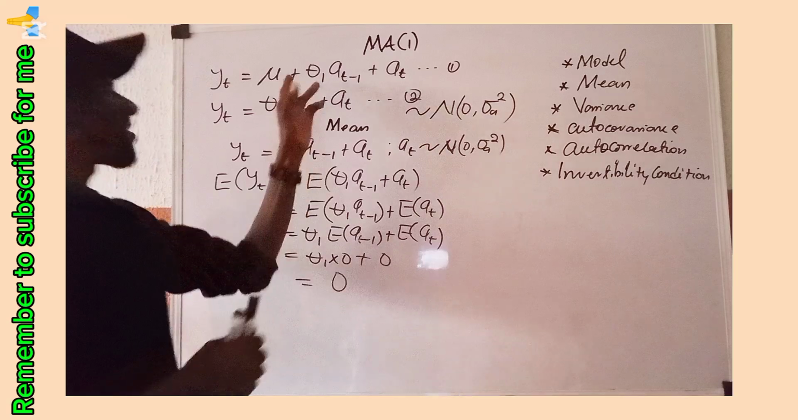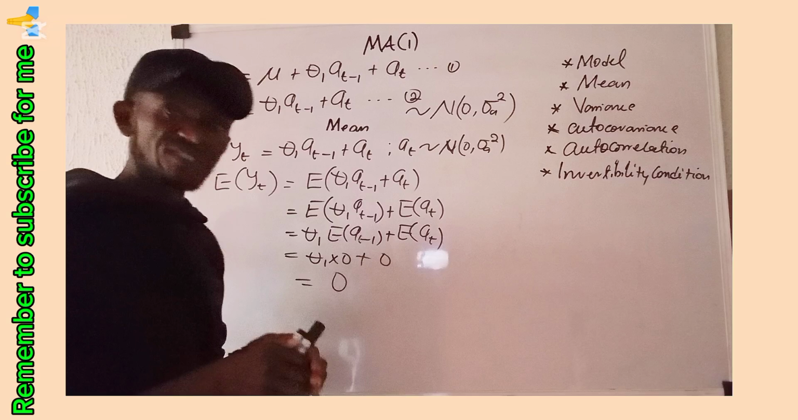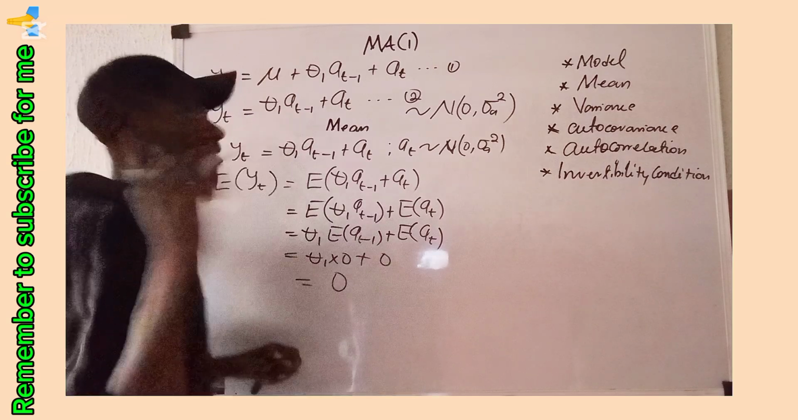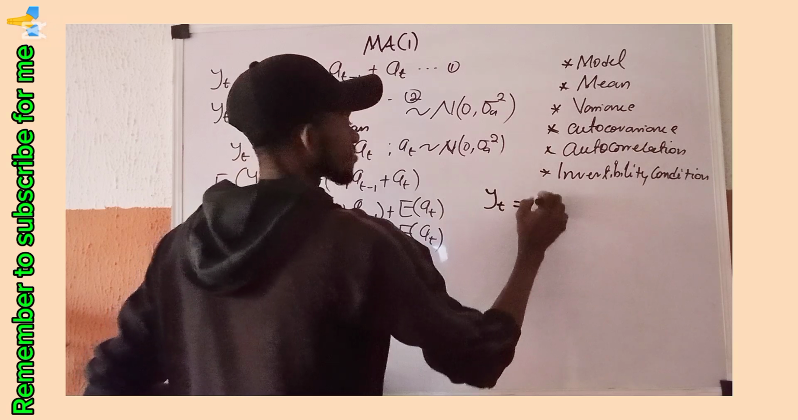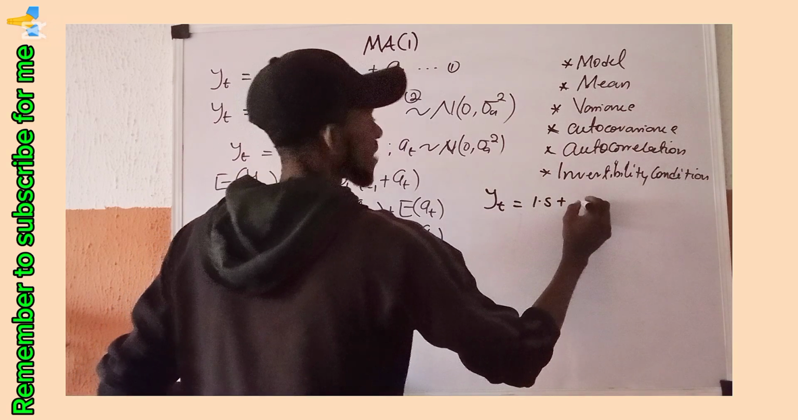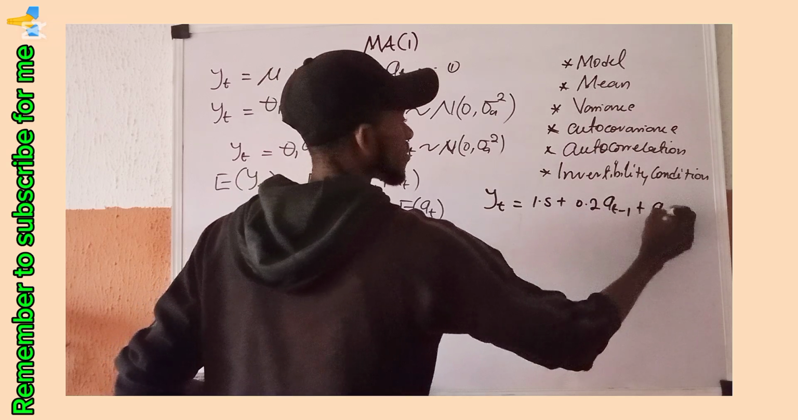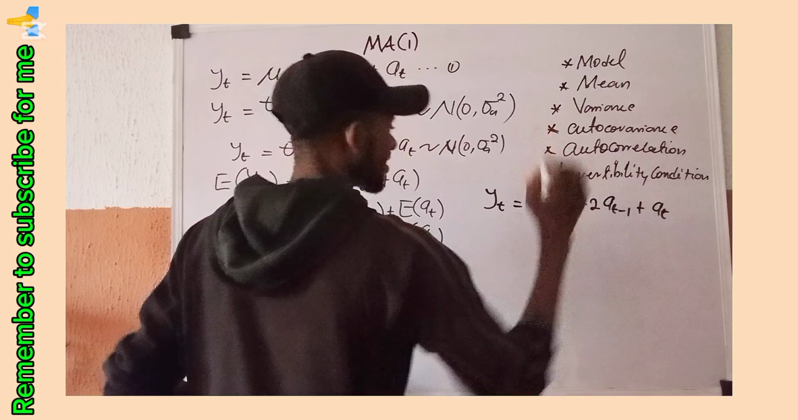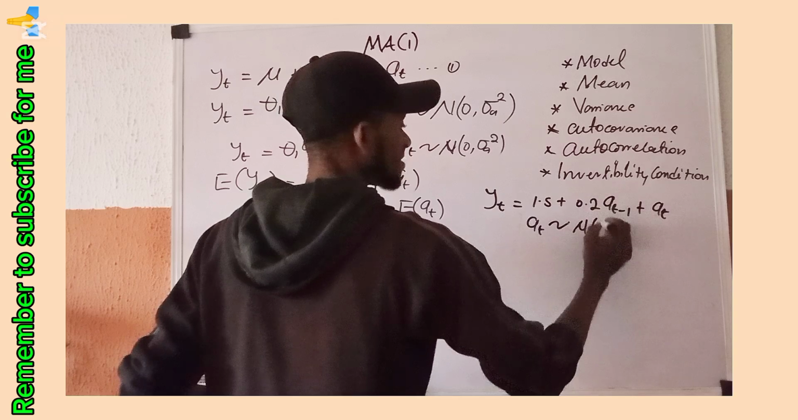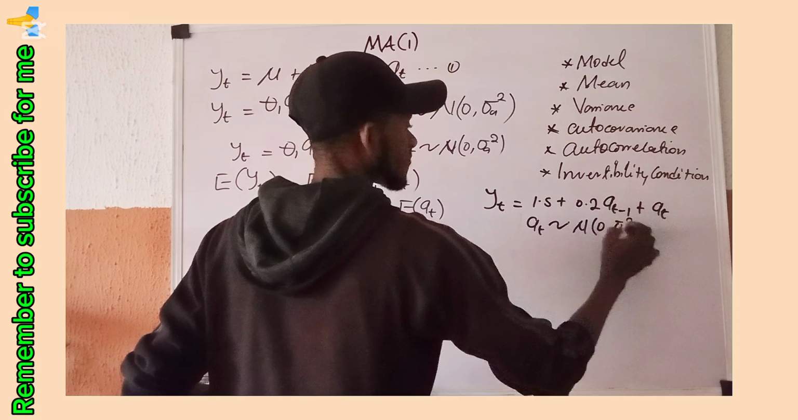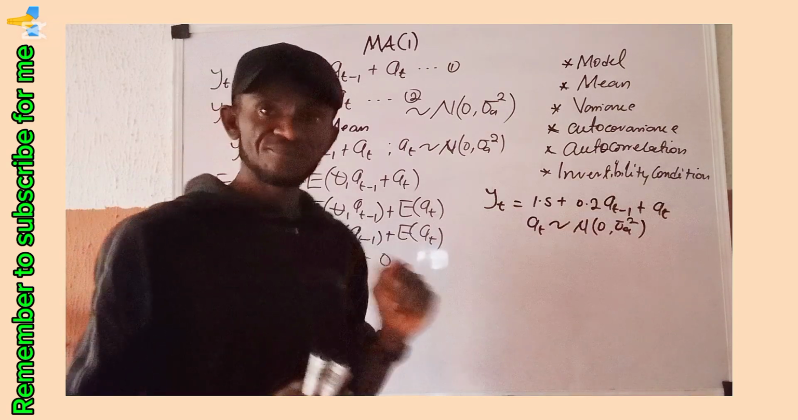By implication, the mean from the first model is mu, and the mean from the second model is 0. When we are given something like y of t equals 1.5 plus 0.2 a of t minus 1 plus a of t, where we are given the information that a of t follows a normal distribution with mean 0 and variance sigma squared of a, and we are told to find the mean of this model.